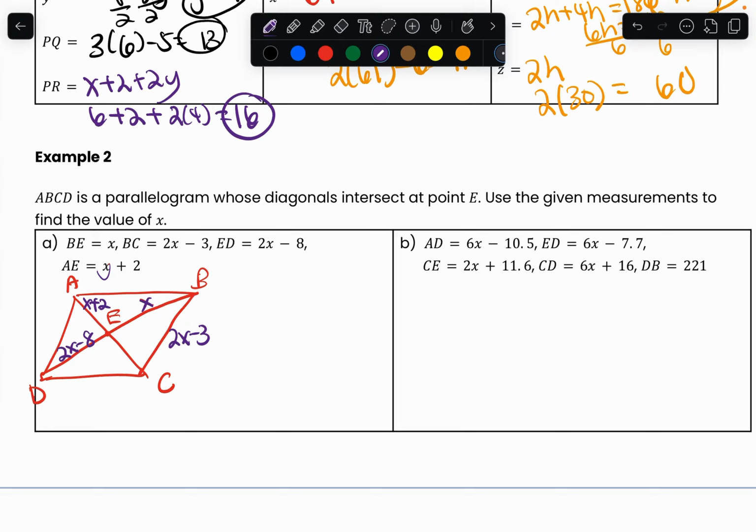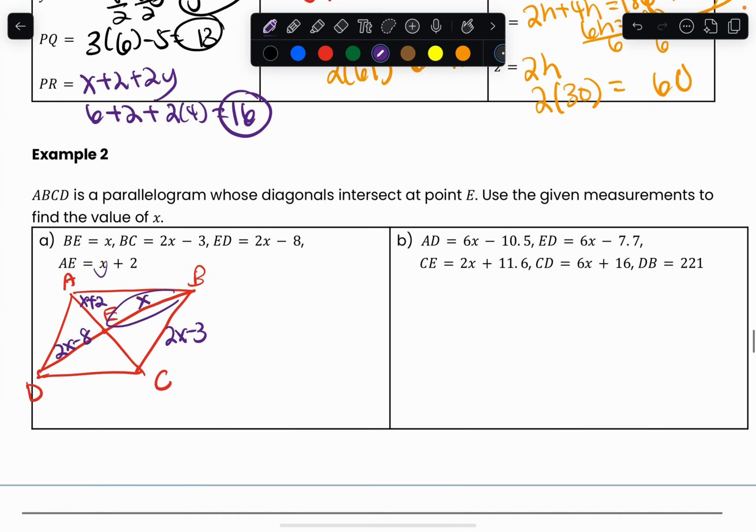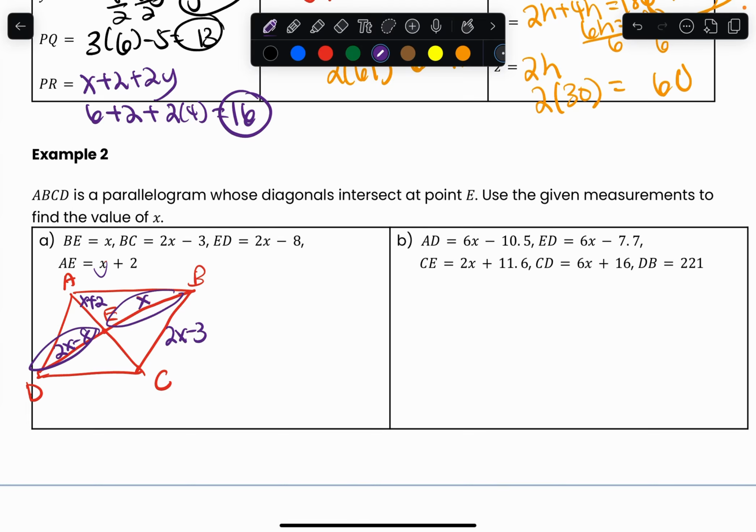Now looking at this, what two expressions with x in it are going to be equal to each other? It'll be this one right here and this one right here. It's because we know that in a parallelogram, the diagonals bisect each other, so this has the same measurement as this.